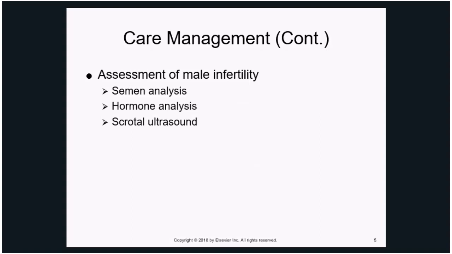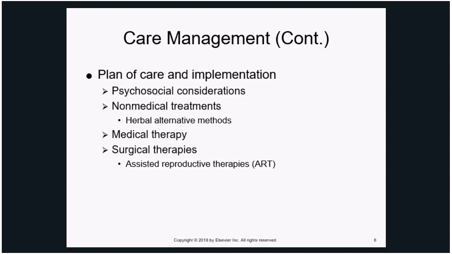Assessment of male infertility continued would be semen analysis, hormonal analysis, as well as scrotal ultrasound. Plan of care and implementation, psychosocial considerations. You want to be aware of non-medical treatments such as herbal alternative methods, medical therapy, and surgical therapy that are available, like assisted reproductive therapies.